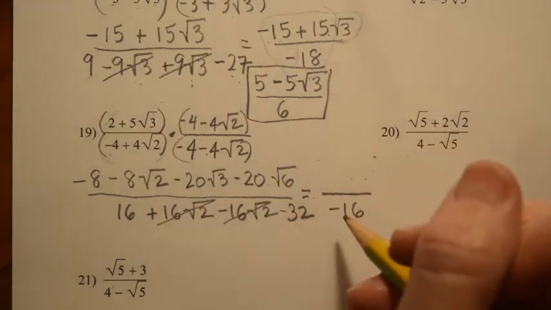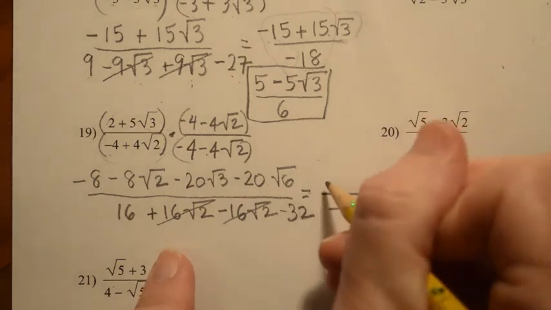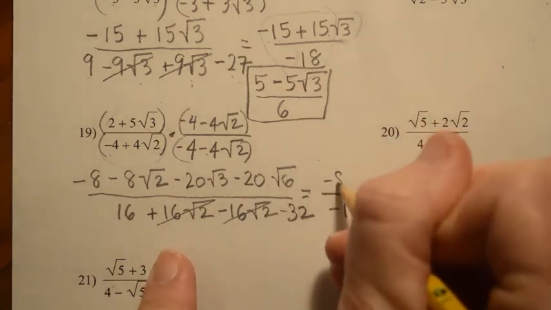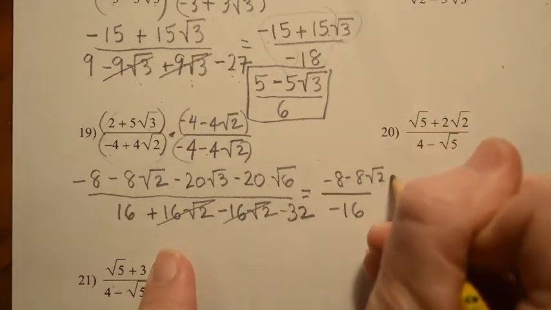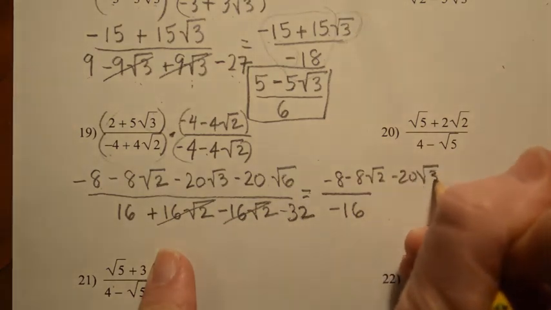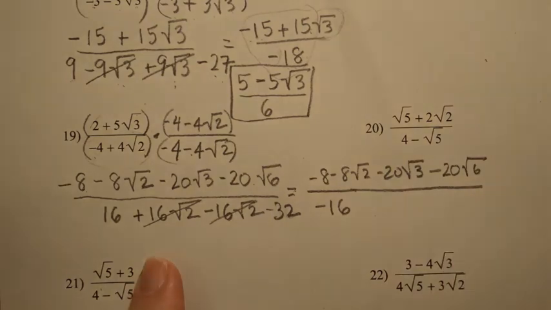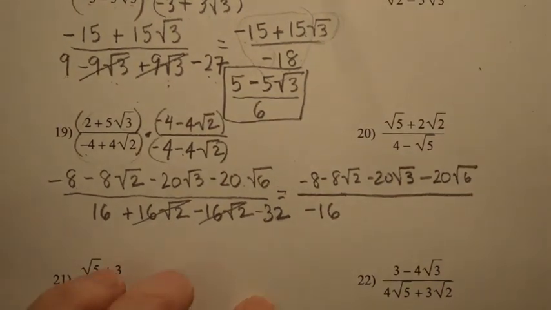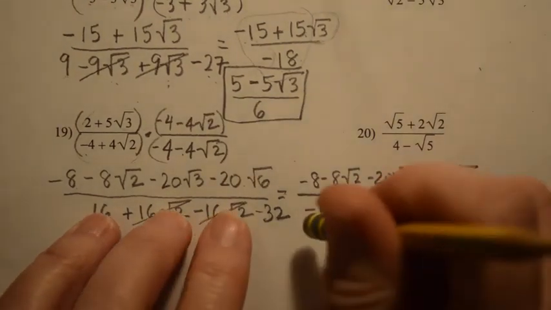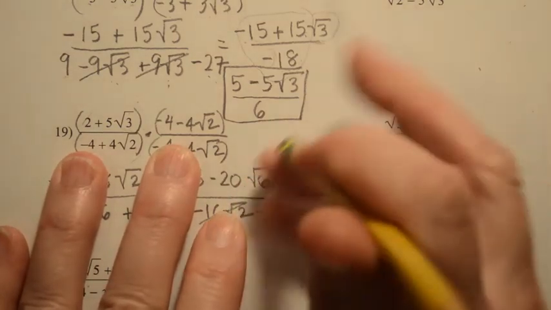So this is just going to end up being negative 8 minus 8 root 2 minus 20 root 3 minus 20 root 6, all over negative 16. I'm going to scooch that negative 16 over so it's more centrally located.